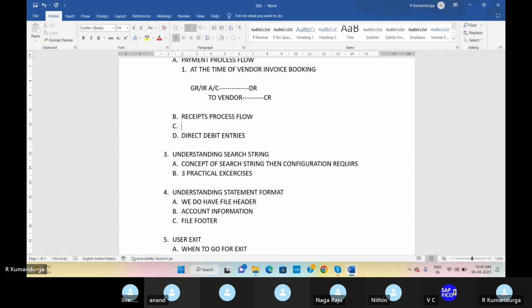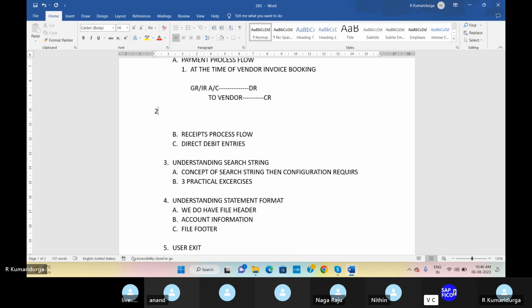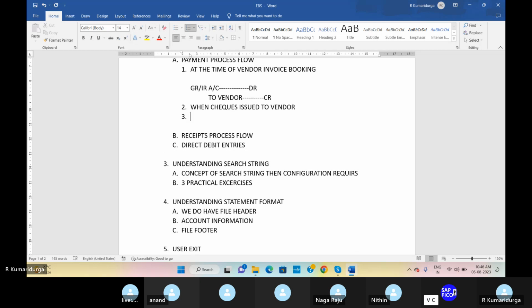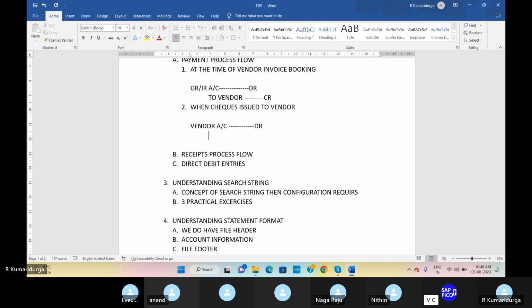Second point: not the receipts, it is the payment to vendor, the second is invoices and all. When checks are issued to vendor, you will use the checks, right, all of you. So vendor account debtor to outgoing payment clearing account creditor.